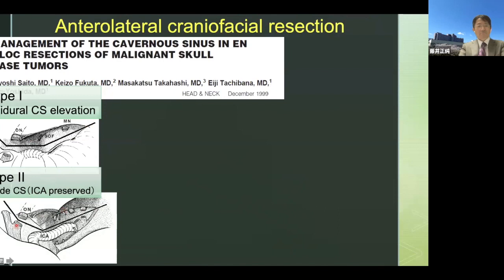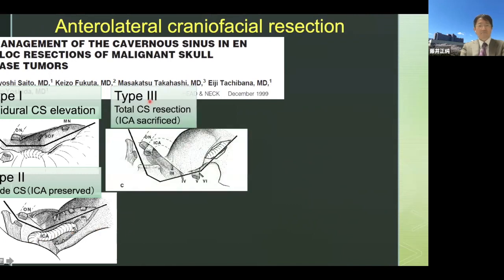And type two, you cut into the cavernous sinus. So you go into the inside of the cavernous sinus and still, however, the ICA, internal carotid artery, is preserved. So this is type two. And type three is total cavernous sinus resection with sacrificed ICA. So all this territory is removed. Of course, in type three resection, you have to reconstruct the ICA. That means probably a high flow bypass is necessary.